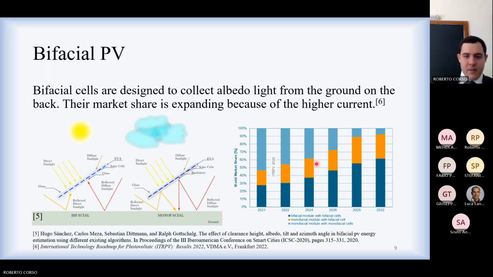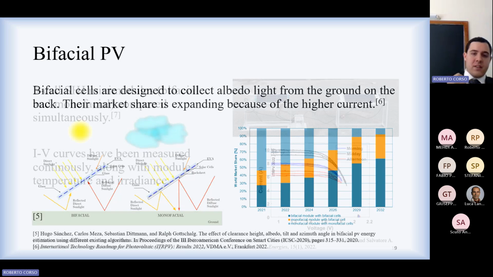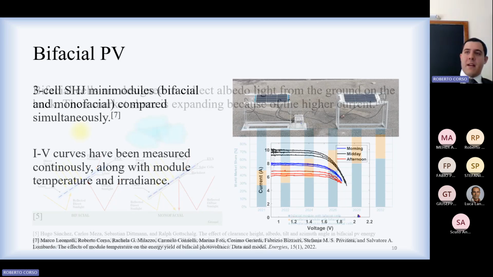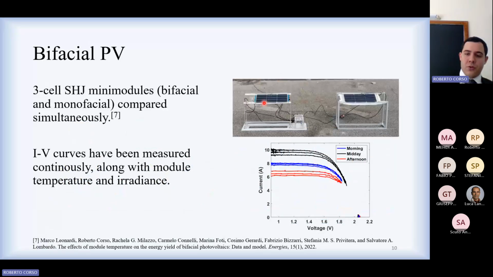Okay. So during my PhD activity, we conducted a study in the field, and it was a comparison between a bifacial module and a monofacial module of the same technology, 3 cells in series for each module. Of course, these were bifacial silicon heterojunction cells, whereas here we placed white cardboard in order to block the light reflected from the ground.